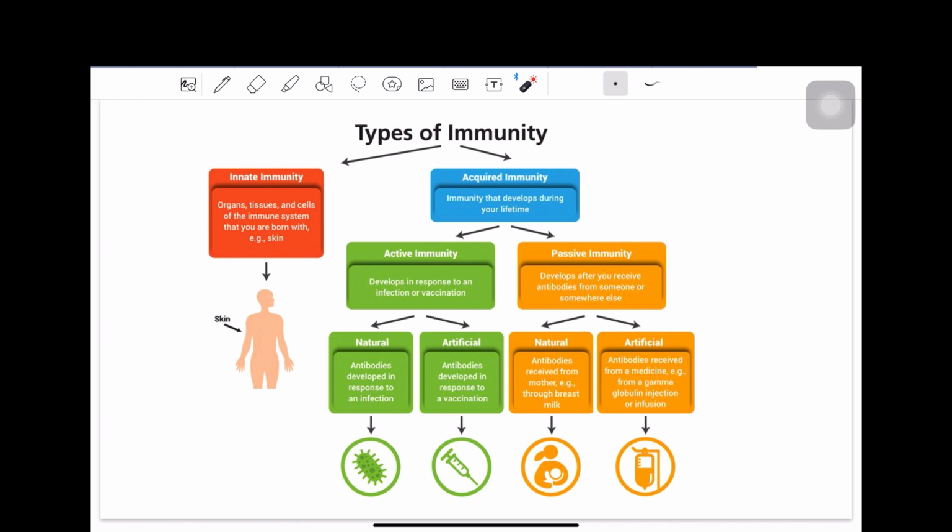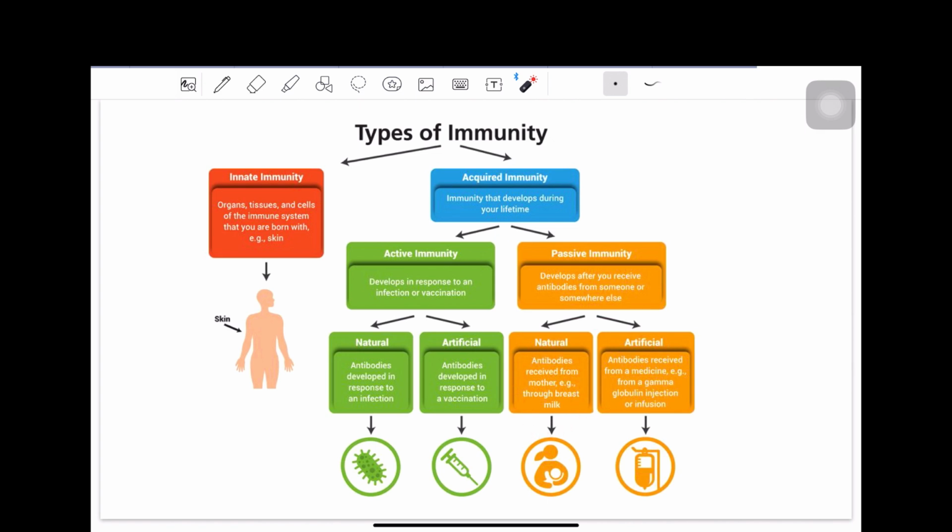Now, coming to passive immunity, it is something which we receive from someone or somewhere else. So, how do we receive immunity from someone? A very natural process is to receive this from our mothers.